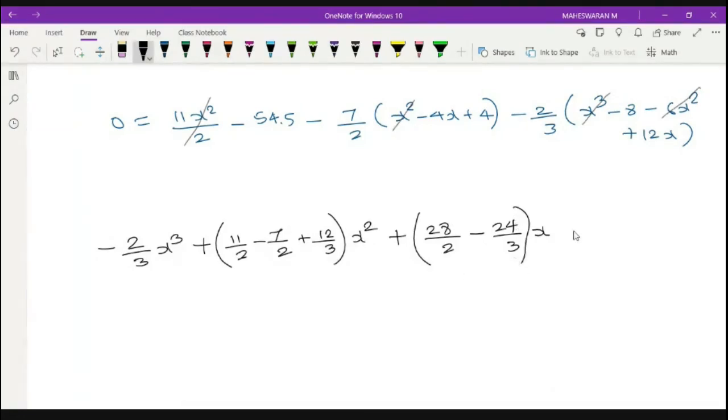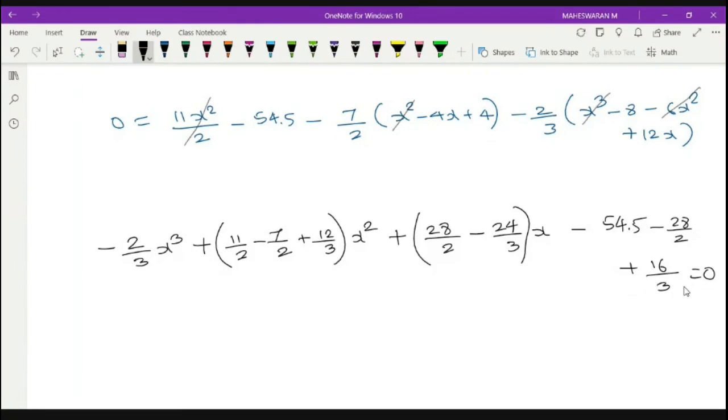Then remaining, so minus 54.5, minus 7 for 28 by 2. Okay. So minus, how much is this? 24 by 3, sorry, it is not 24, it is 16 by 3. Minus, so minus or plus? So plus 16 by 3. Any doubt on this? This is equal to 0.